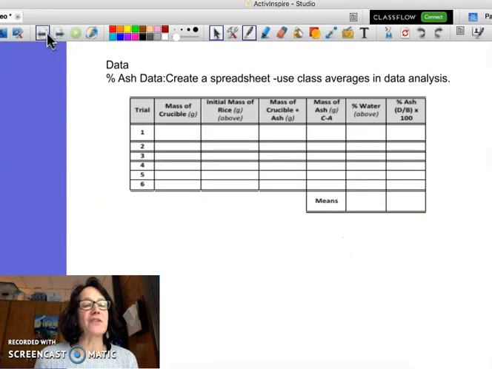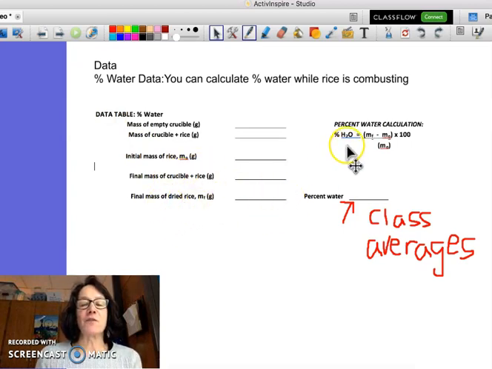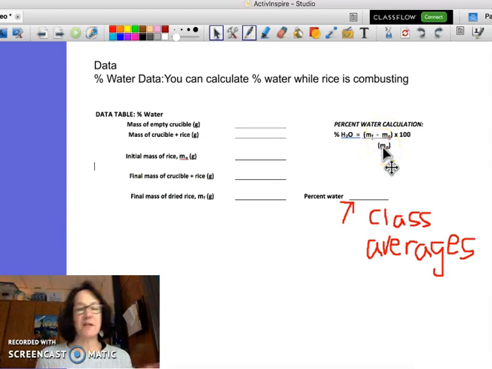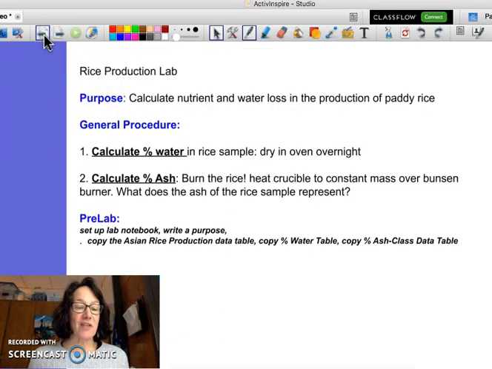You'll basically be massing some rice, putting it in a crucible, and letting it sit in the drying oven overnight. And on the second day, while you're burning your rice, you can go through and perform these calculations. You'll see that the equation for the percent of water is simply the final mass of rice minus m naught, or the initial mass of rice, divided by initial times 100. So change divided by starting value times 100. And ultimately what you'll do is share out the averages that you got for percent of water, and we'll use class average data to do our analysis.